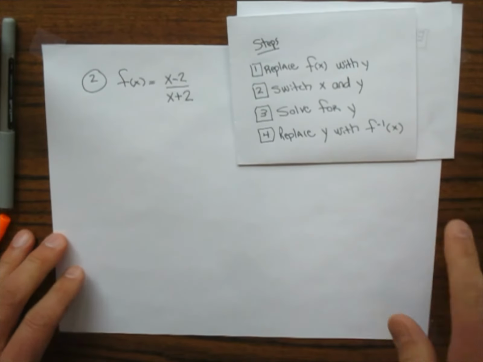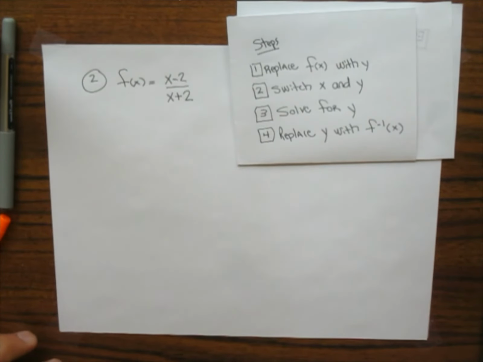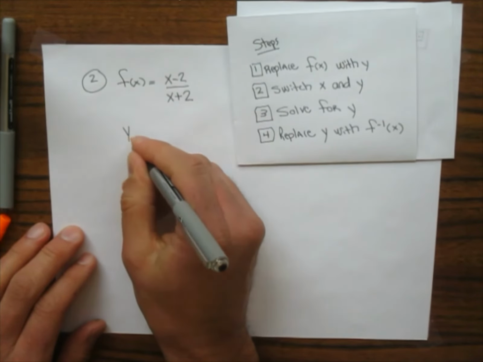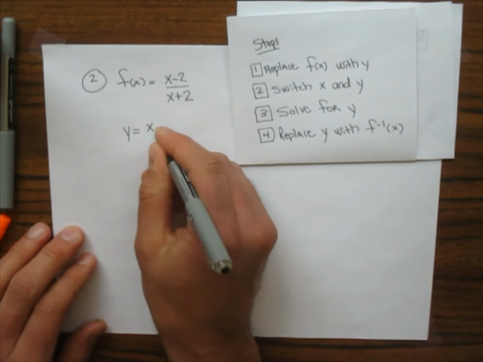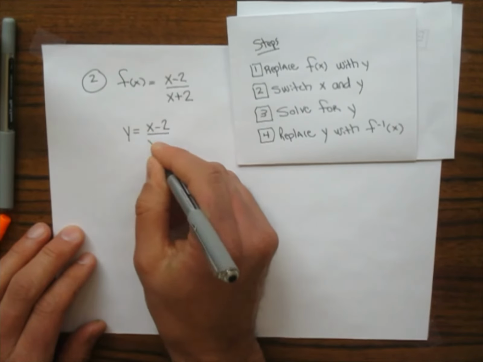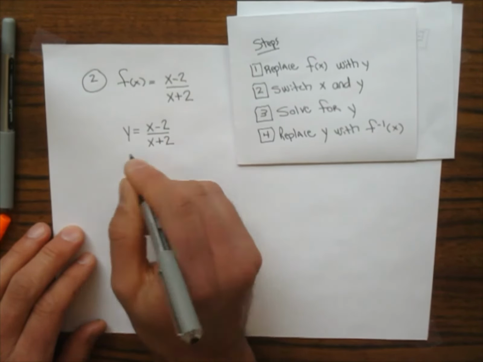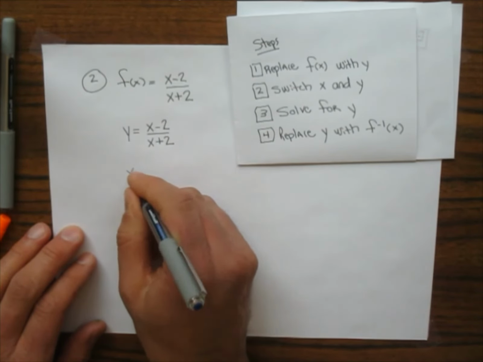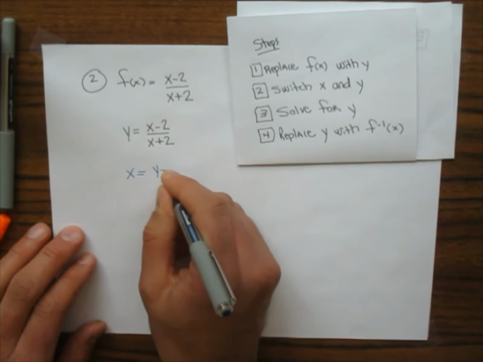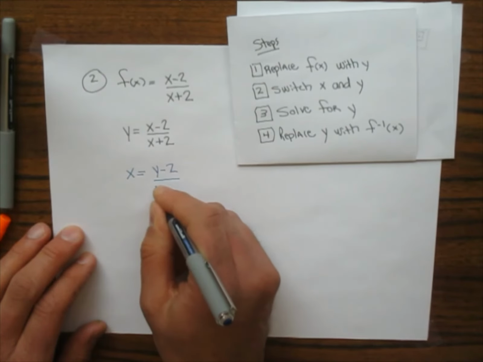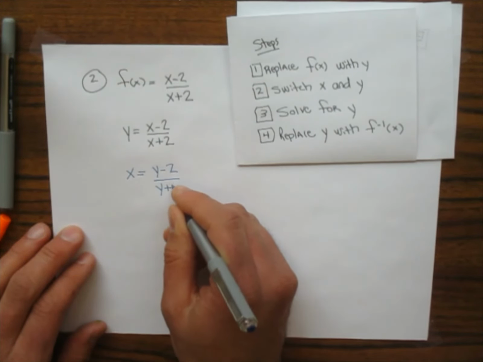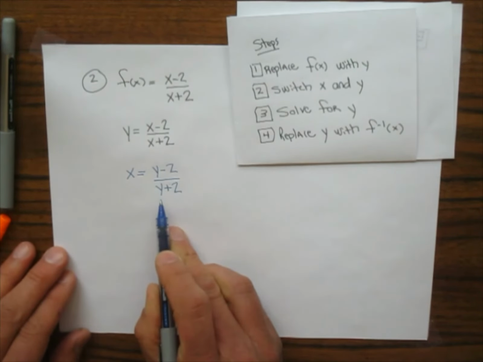And those are my steps. Find the inverse. How do I find the inverse? I replace f of x with y. I switch x and y around. That means everywhere there's an x, I put a y, and everywhere there's a y, I put an x, and then I solve for y.